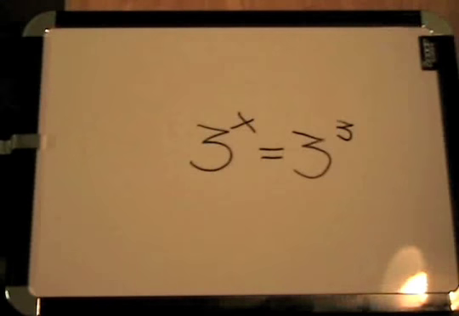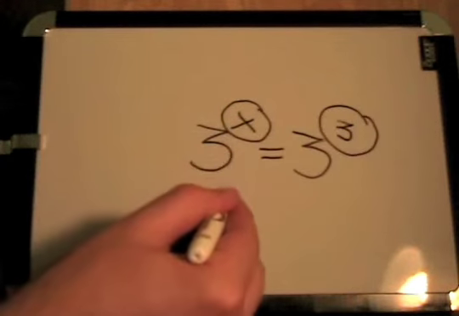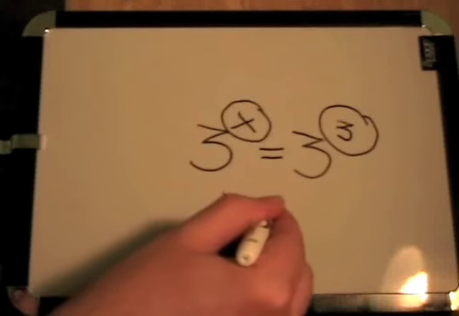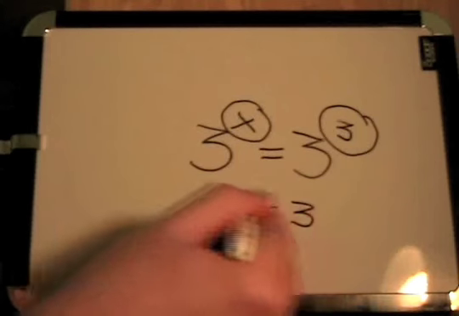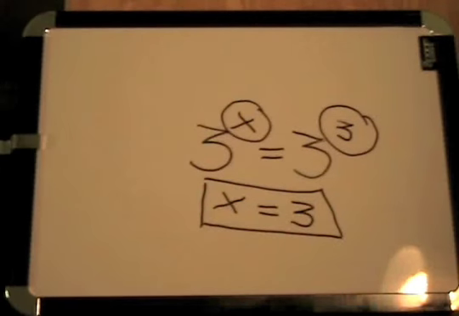Looking at both sides of the equation, we can see that each has a base of 3. Because both sides have the same base, we can set their exponents equal to each other in a new equation. In this case, x equals 3. Here, we already have our answer, so we don't have to solve any further.